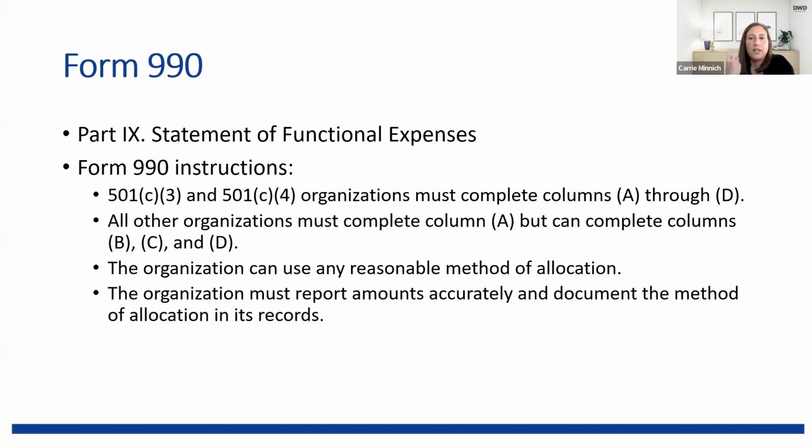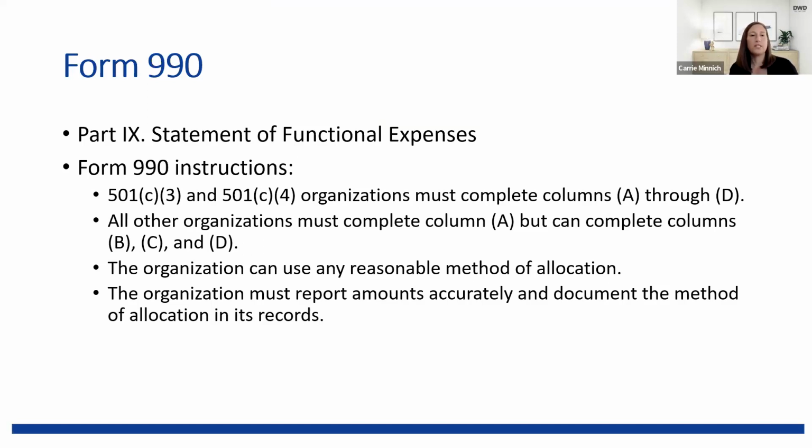And there's a statement of functional expenses that is reported on the 990. So just like your financial statements, you have to report your expenses. 501c3 and 501c4 organizations must complete columns A through D. All other organizations must complete column A. So what those columns are, the functions.